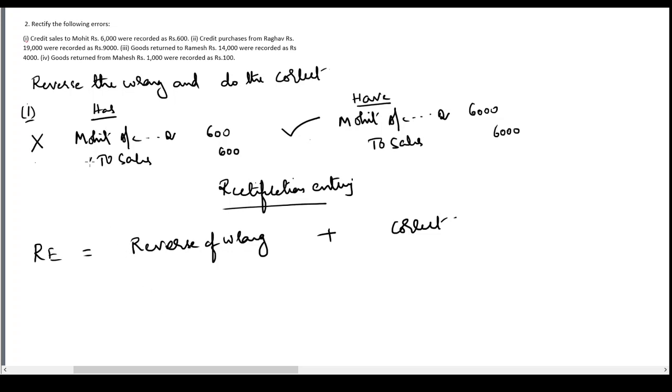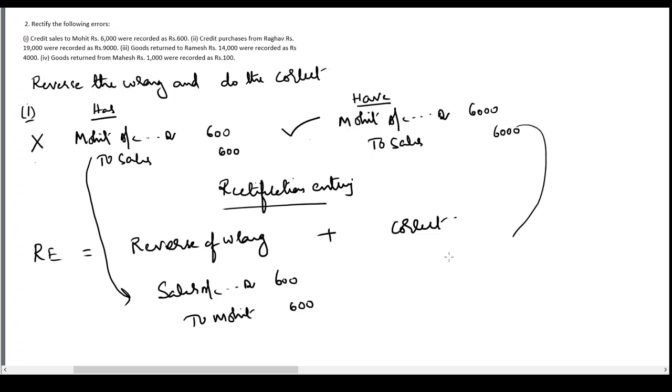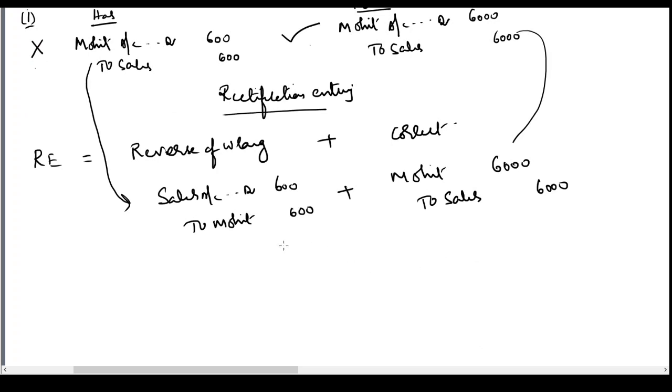So what is the reverse of wrong? This is the wrong entry passed. Reverse of wrong would be sales account debit to Mohit 600. The correct entry is Mohit account debit to sales 6000. So we have to do these two entries and then we'll arrive at the rectification entry. So what will be the rectification entry now? I have to add these two entries. What will happen is Mohit is debited 6000, credited 600.